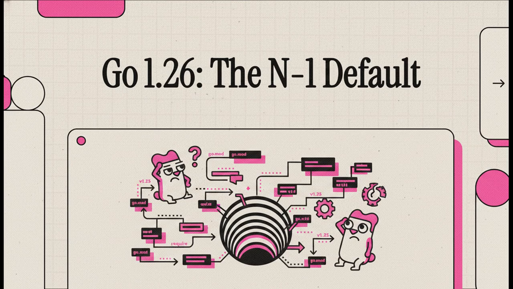We're looking at the Go 1.26 release and a very deliberate, kind of mysterious default behavior that has caught quite a few developers off guard lately. If you write in Go, you absolutely need to understand how this mechanism works.